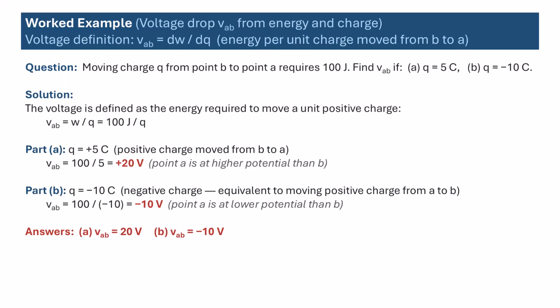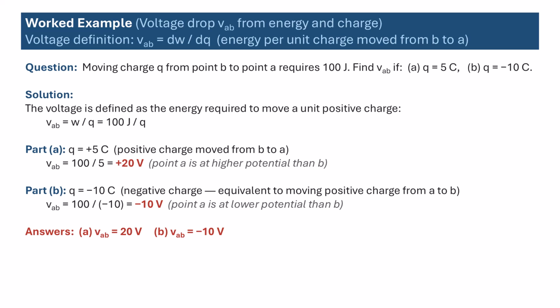This worked example deepens understanding of voltage by examining its sign, which carries important information about the direction of energy transfer. The voltage V sub AB is defined as the energy required to move a unit positive charge from point B to point A. Formally, V sub AB equals W divided by Q. The problem states moving charge Q from point B to point A requires 100 joules. Find V sub AB for A, Q equals plus 5 coulombs, and B, Q equals minus 10 coulombs.